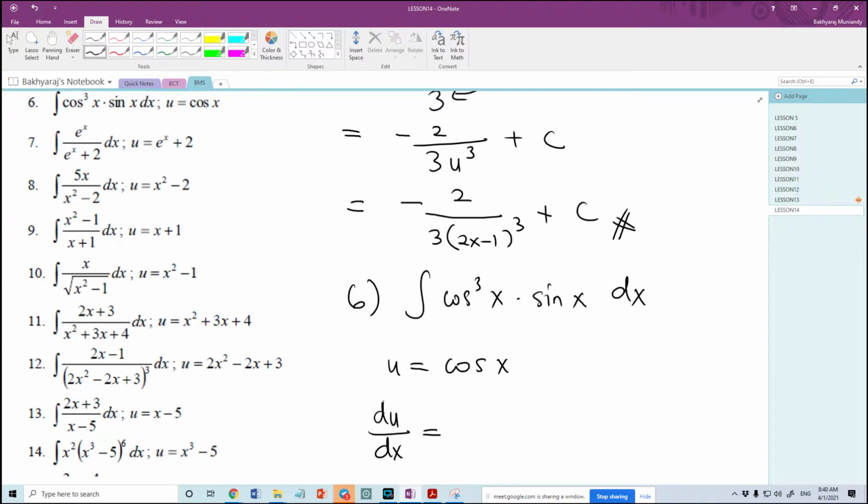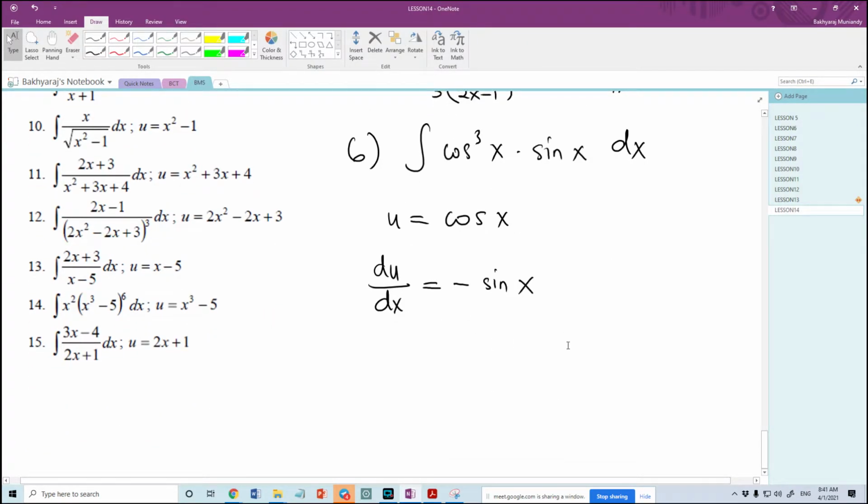Differentiate cos. Anyone remember what is the answer? Differentiate cos, you get what? Yeah, just sine. Yeah, correct. You will get negative sine x. Correct. Okay, once you get negative sine x, then you go for dx. So dx will be 1 over negative sine x du.